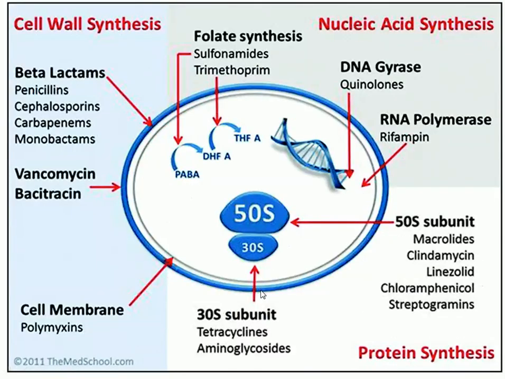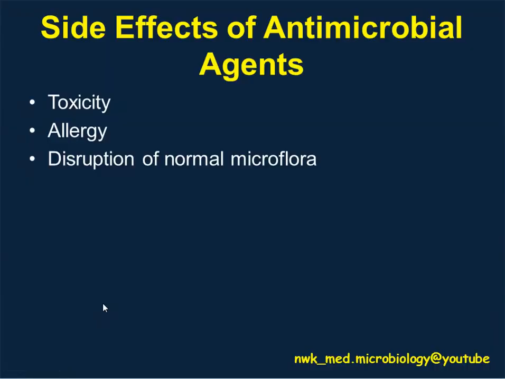So in summary, we can say that antibiotics act in four ways: either inhibiting cell wall synthesis, inhibiting nucleic acid, which is DNA or mRNA synthesis, inhibiting protein synthesis, or inhibiting the formation of the cell membrane. You may be curious about the side effects of these antimicrobial agents.